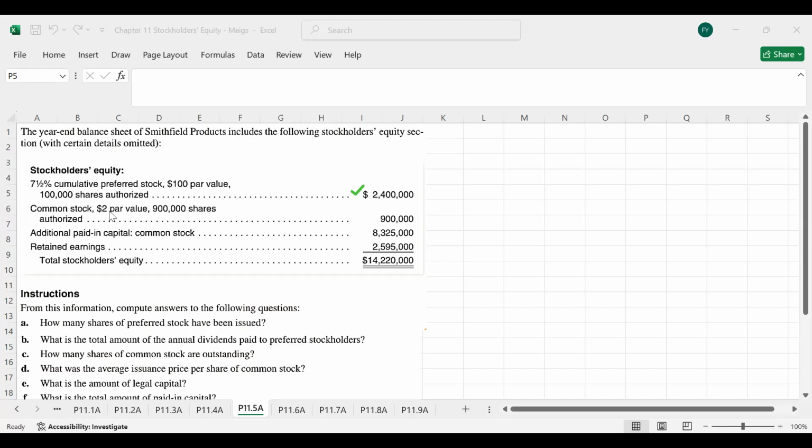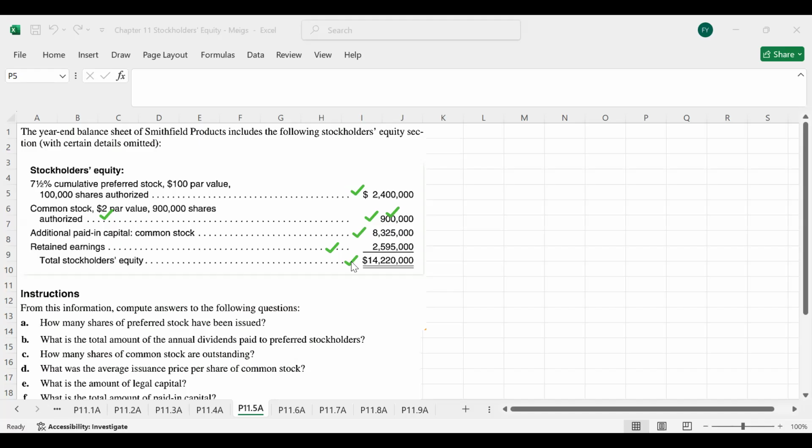Then we have common stock, par value is $2 and a total of 900,000 shares authorized. So these 900,000 shares are authorized shares, and the total amount of shares issued is 900,000. Now you can see that the number of shares that are outstanding is not given here. And then additional paid in capital is there, which is the premium or additional paid in amount. Then retained earnings is given and total stockholder equity is given.